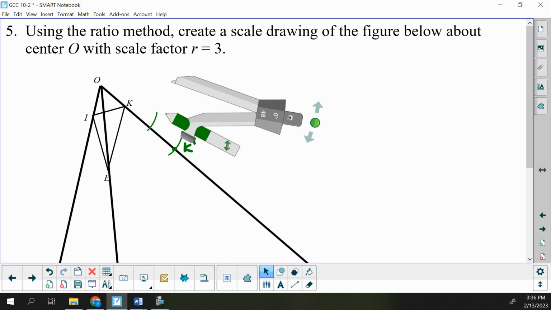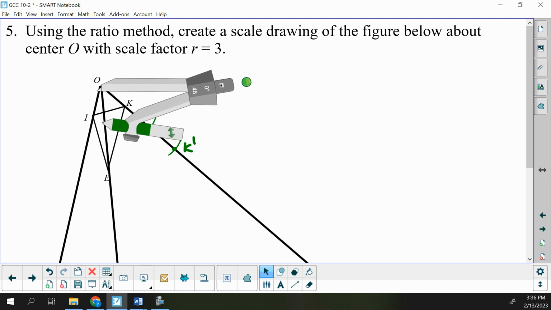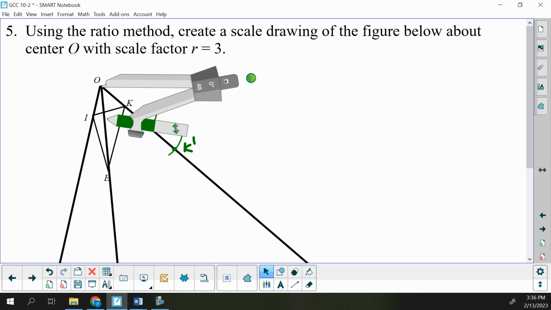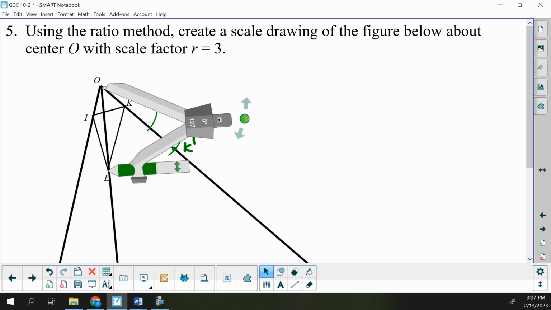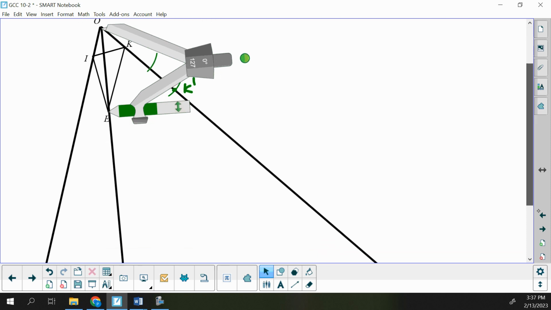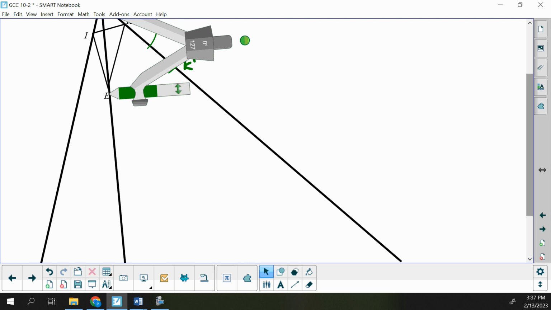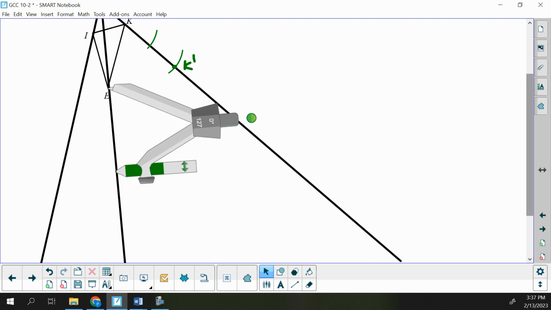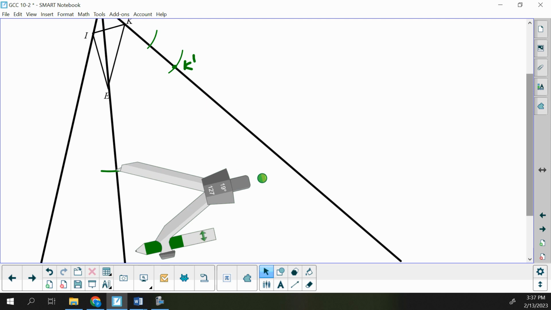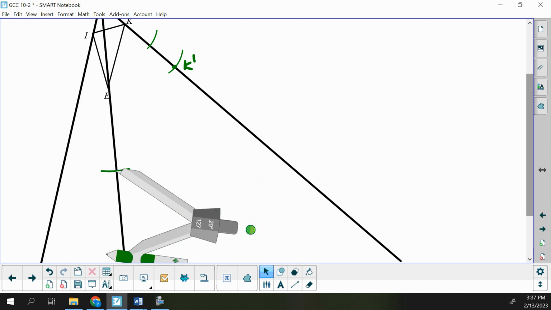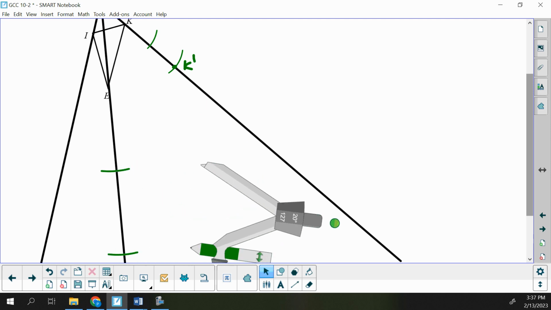We'll do the same thing for the other ones. I'm going to do OE next. I'll put my point on O, pencil on E, and that length will count as the first one. So that's 1. Move your point down to E and make a mark. That's 2. Put your point on the arc, make another arc. That's 3. So that would be E prime.